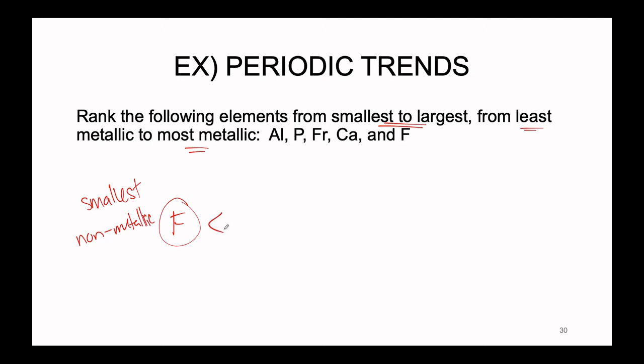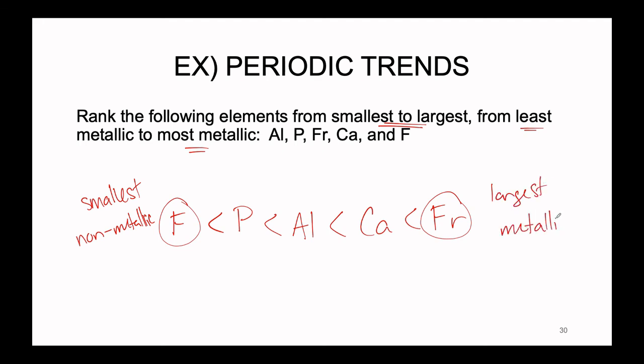There we go. Next up was phosphorus. Aluminum was to the left of that. Calcium was to the left and down from that. And francium is going to be the largest and the most metallic of all of the elements that we have looked at here on the periodic table.